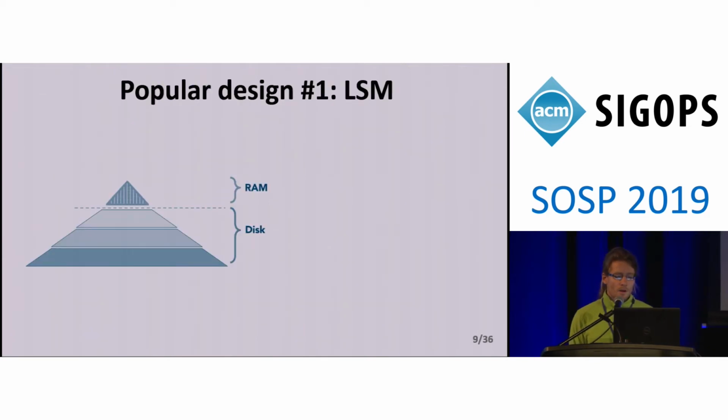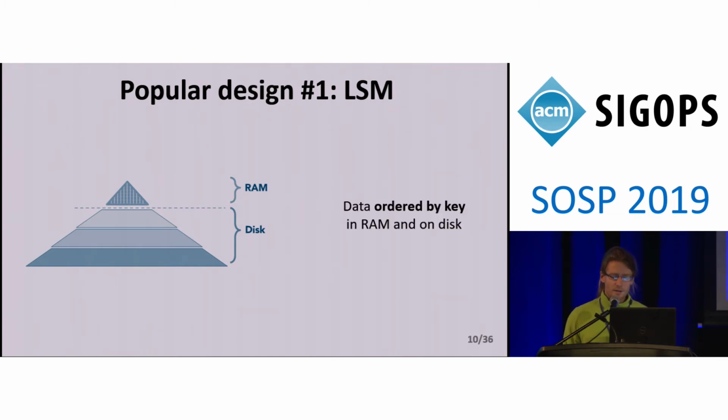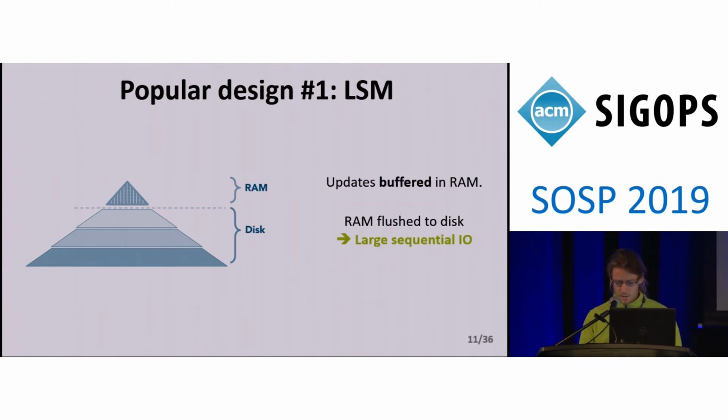Log structure merge trees are very complex data structures, but for the purpose of this talk, you only need to know that they have a memory component and a disk component. The data is ordered by key, both in memory and on disk. The memory component is used to buffer updates, and when it is full, it is flushed to disk. Historically, this has been a very nice property because the flush can be done doing one large sequential write.